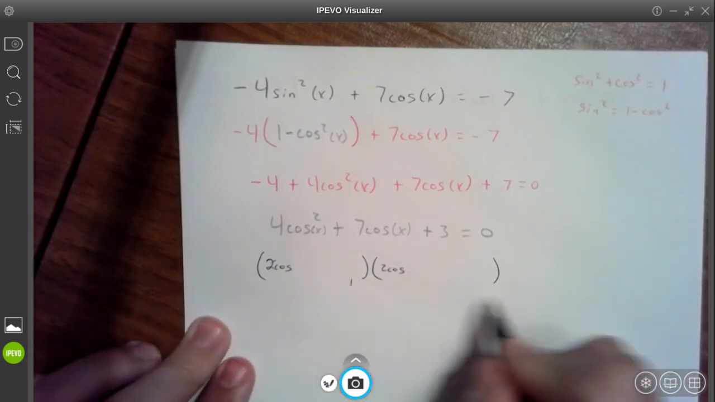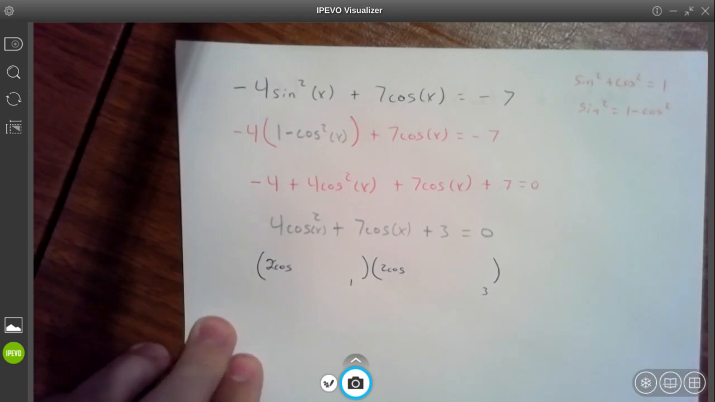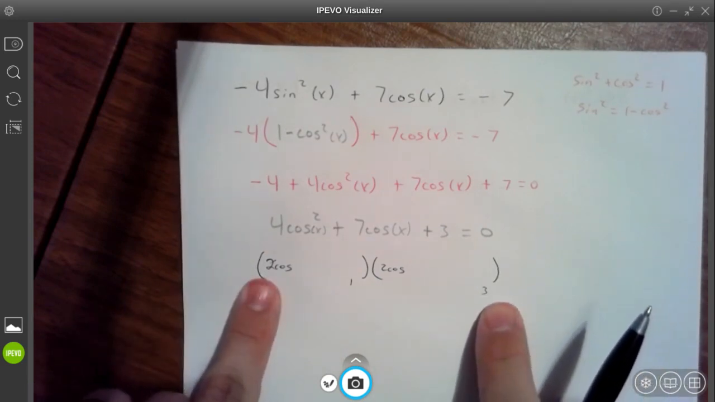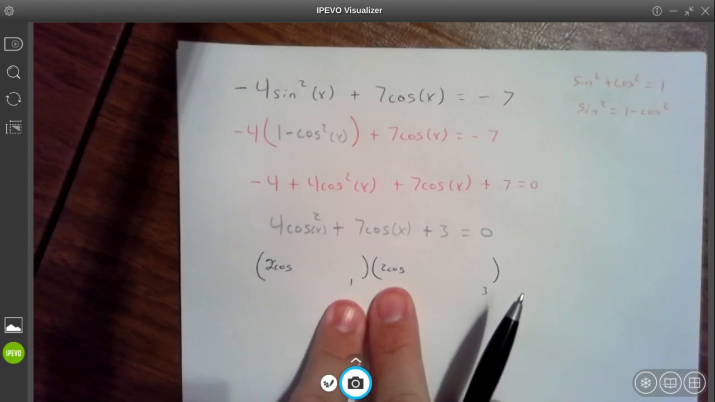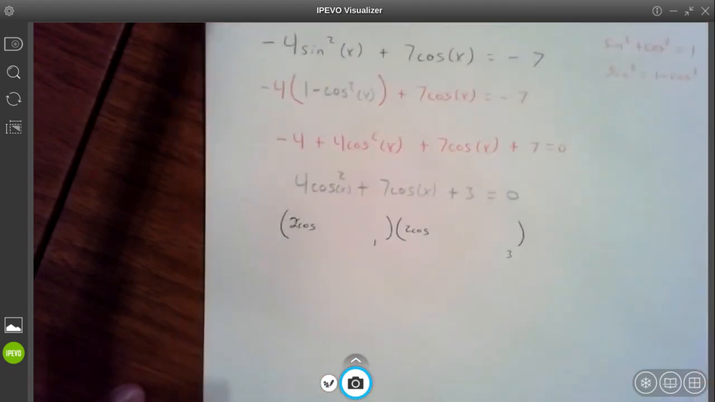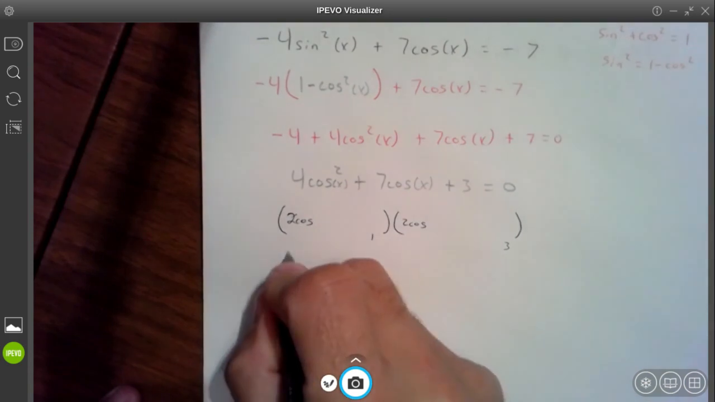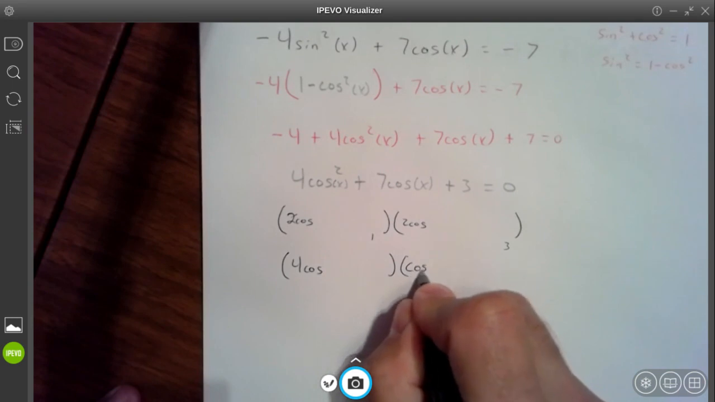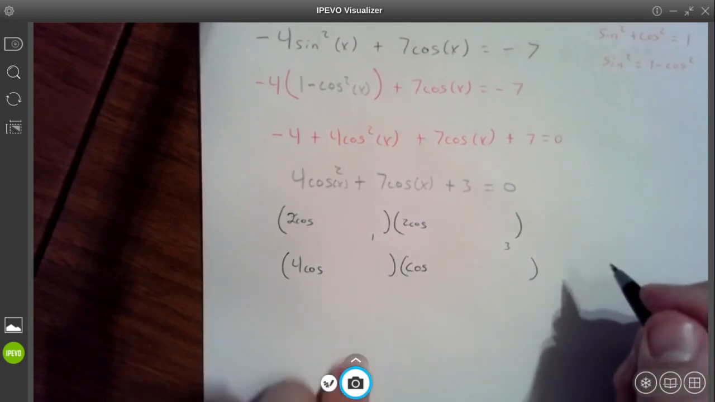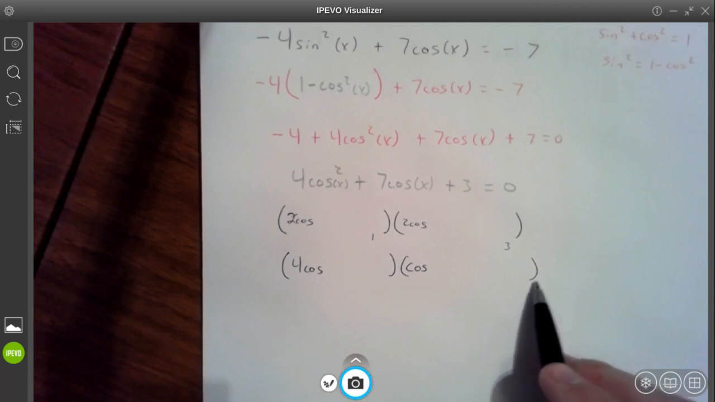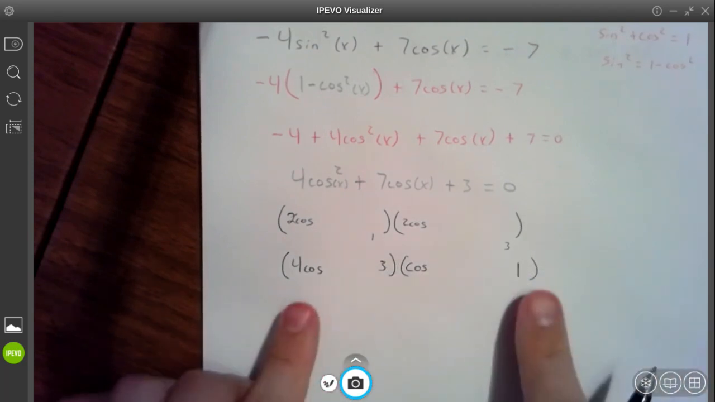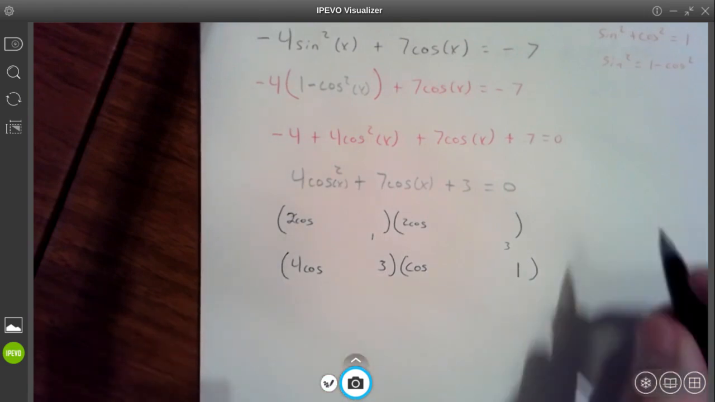Now the order here isn't going to matter. This is going to be a 1 and a 3. This will not give me a 7 in the middle, so this combination doesn't work. See, this gives me a 6 cosine and a 2 cosine, which gives me an 8, not a 7. So this factored form doesn't work. It's going to have to be the 4 cosine and the 1 cosine. Okay, my 3 is going to have to go on this side, and my 1's going to have to go there. That way I get a 4 and a 3 to make a 7. Nice.